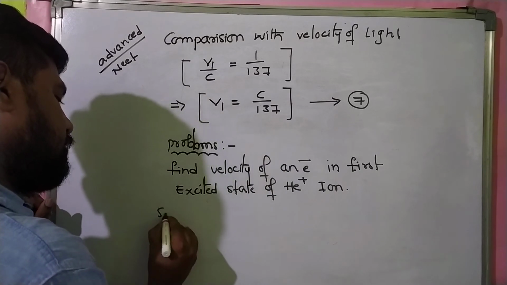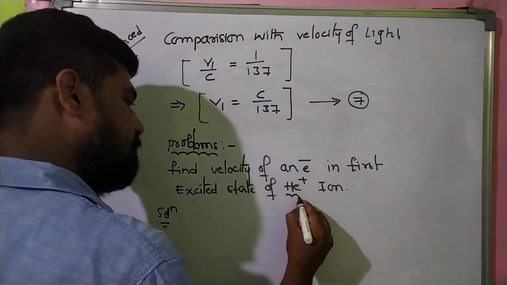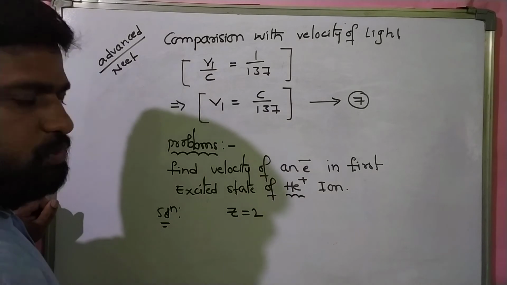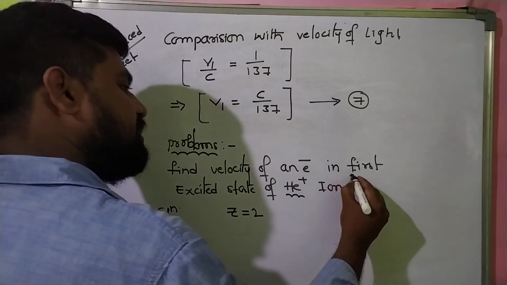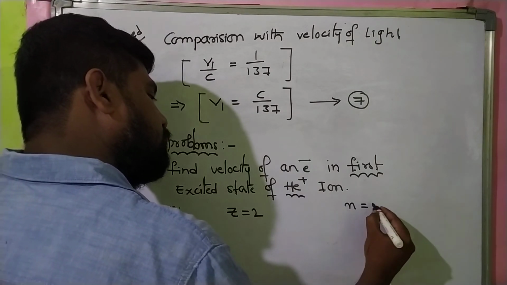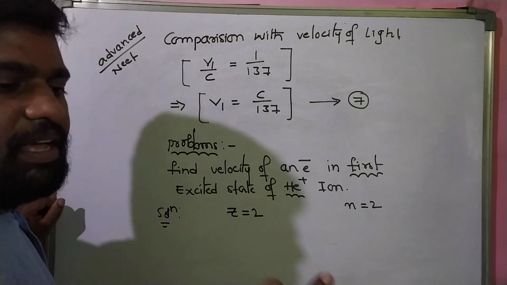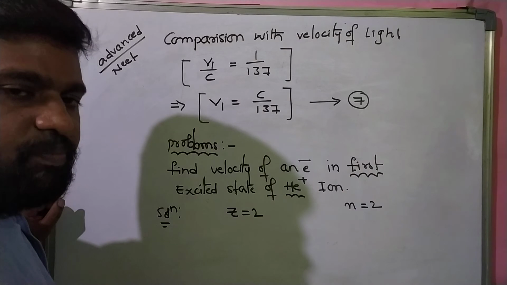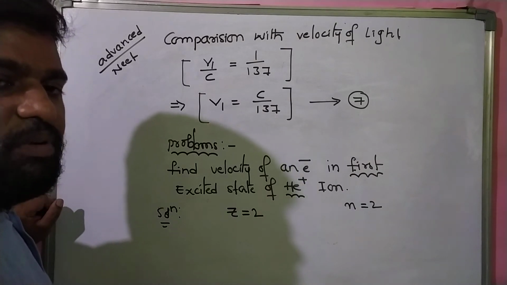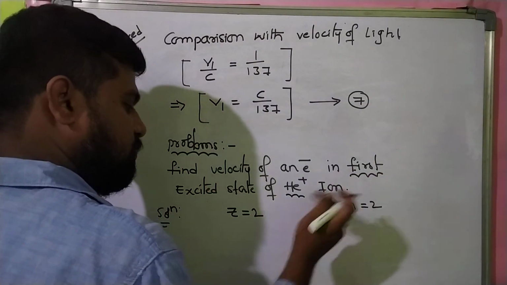Now the solution. Helium plus ion is given. Helium means Z equal to the atomic number of helium, which is 2. And what is called the first excited state? N equal to 2, the second level, second orbit. N equal to 1 means ground state, the first orbit. N equal to 2 means first excited state. N equal to 3 means second excited state. Here the first excited state is given, so that is N equal to 2.